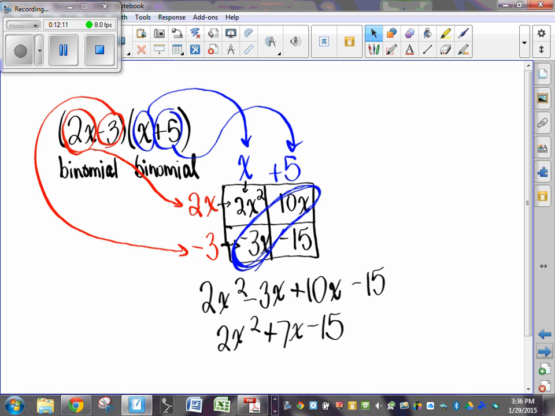It only works when they are both binomials. The distributive property, or the table, will work for every kind of polynomial in the whole world. But this FOIL method only works when both of them are binomials. It is fast. It will save you some time if you learn it, but it's not absolutely required.